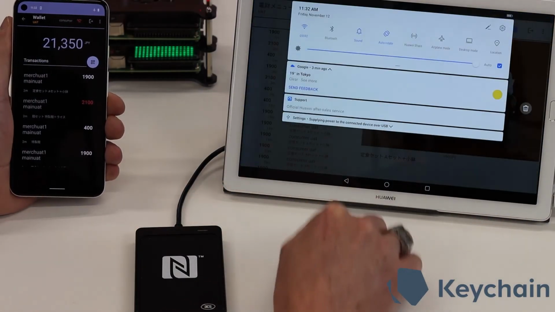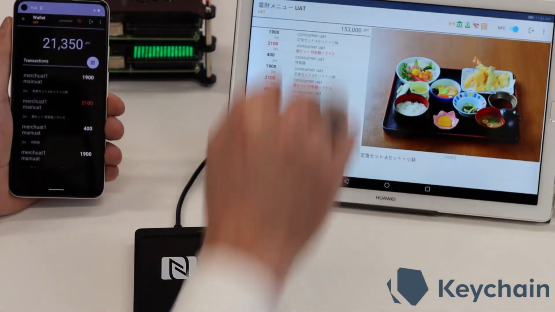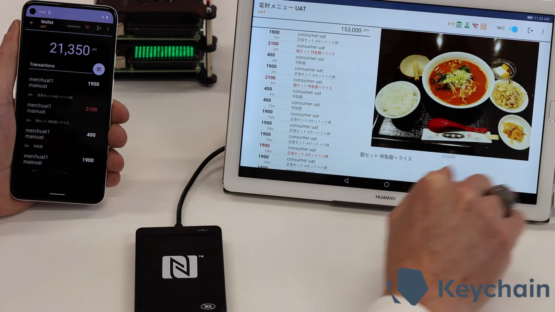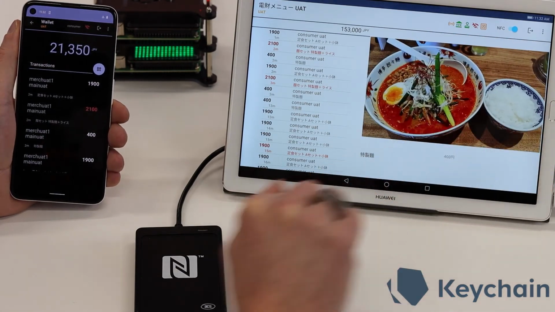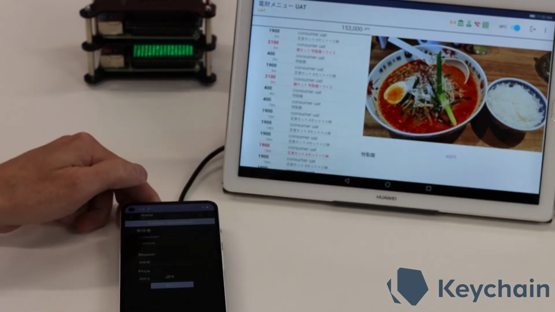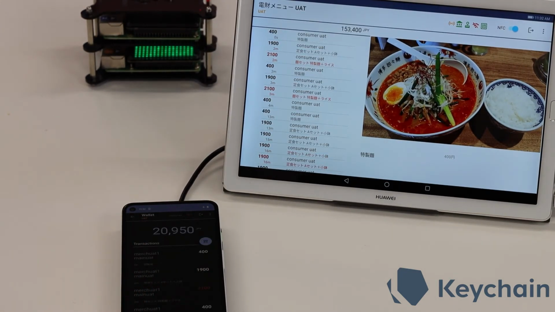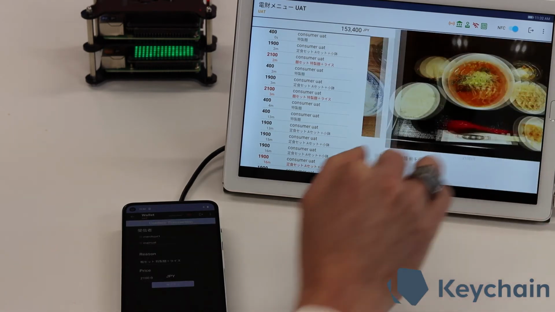So let's continue on with our demonstration by also taking the merchant offline. So now we have a scenario where both the consumer device and the merchant device are offline. And let's repeat those three transactions and see what happens. We've just done a transaction with 400 yen, and we've seen that the consumer and the merchant device have agreed on the finality of that transaction.